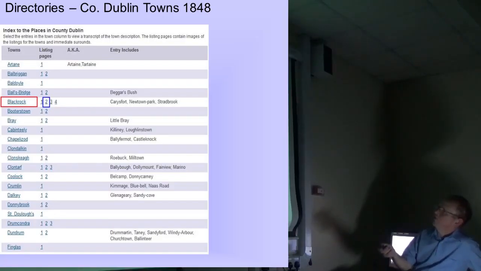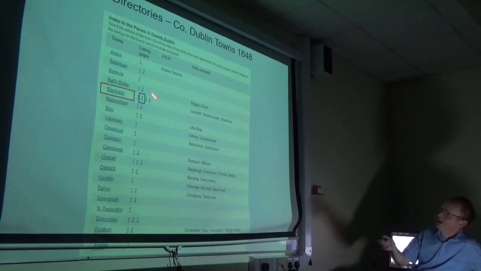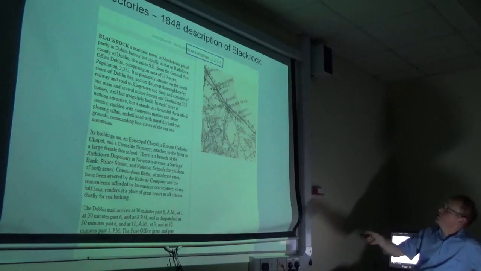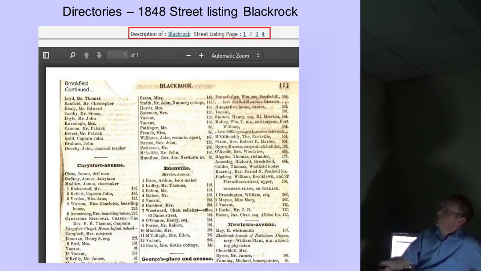And here's one for Blackrock. There are two different sections. These are transcripts from Thom's. There's the description, and then there are the street listings. So there's the description. You can read that online. That's just a map from about the same time showing it. And that's what the street listings look like.